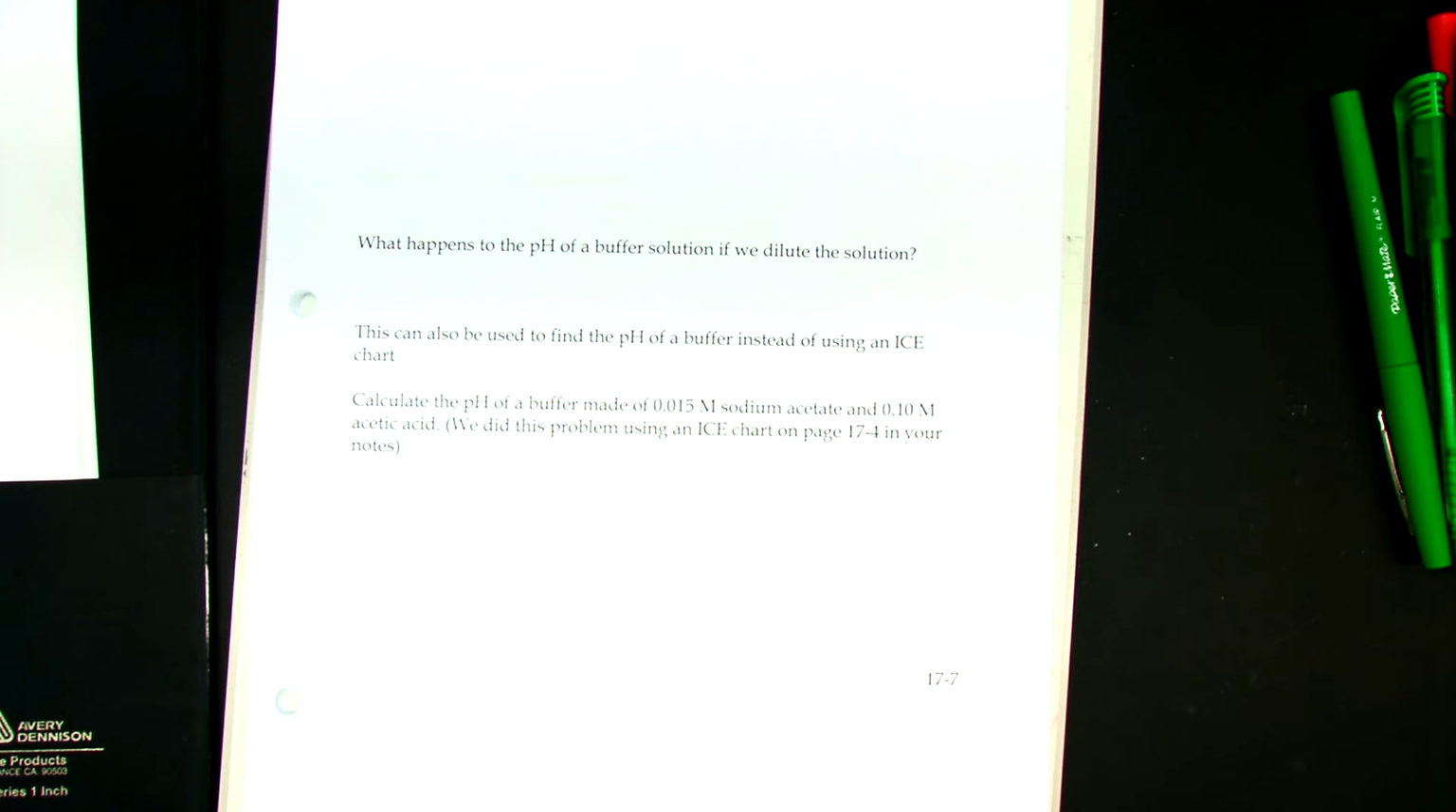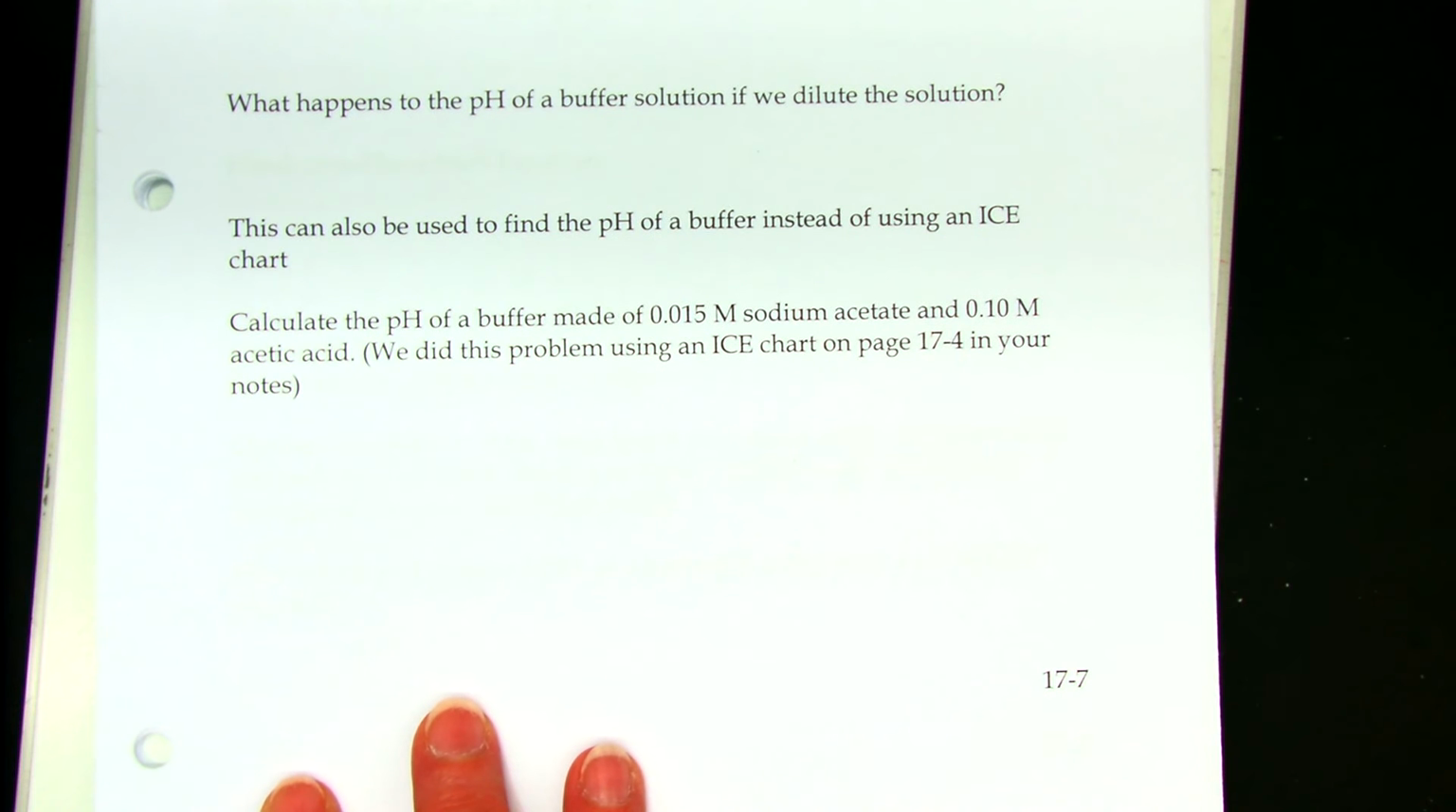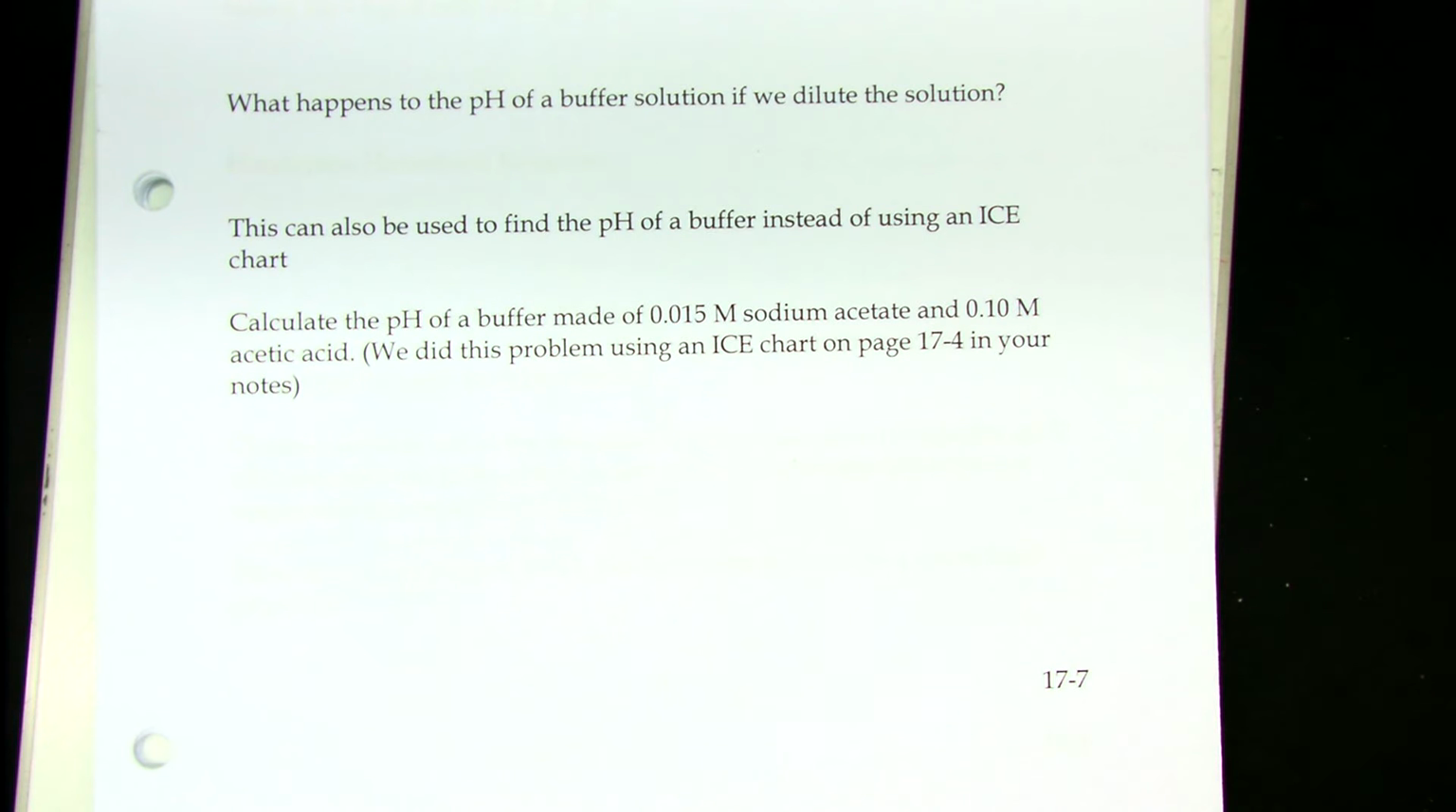Okay, we finished our discussion about how to prepare buffers. And now the next question comes up. What happens to a buffer when we dilute it? If we dilute the buffer, what happens to the pH? And I talked about this a little bit on the board last time, looking at how the pH is affected.